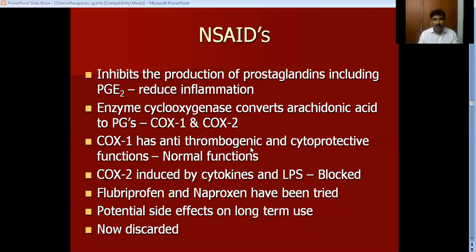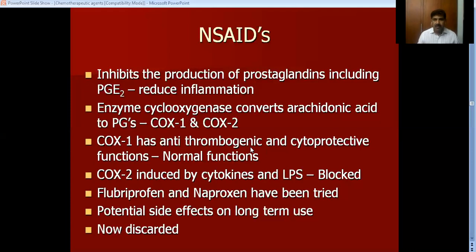So we try to give certain agents, certain NSAIDs, to block this COX-2. So what are the agents? The common agents that have been used are flurbiprofen and naproxen, and different varieties of flurbiprofen and naproxen have been tried. But these agents, you just give in a single dose, they won't have any effect. You have to give for months.